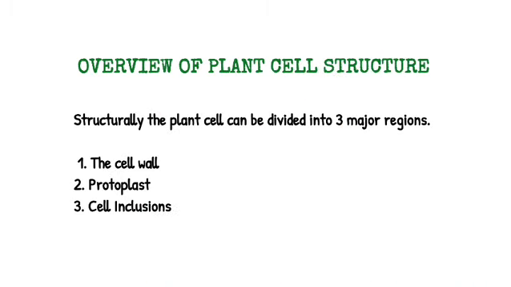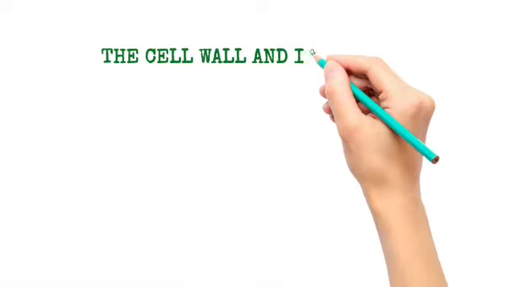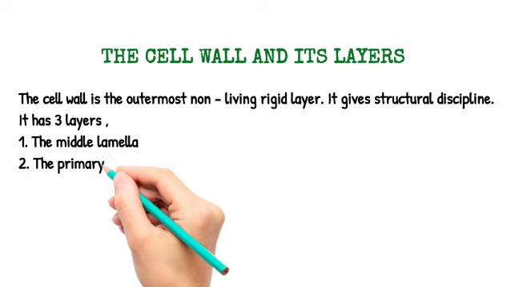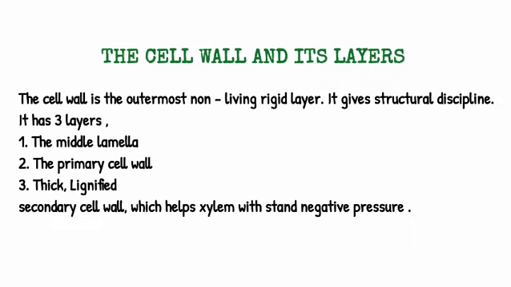Structurally, the plant cell may be divided into three major regions: cell wall, protoplast, and cell inclusion. The protoplast includes the plasma membrane, cytoplasm, nucleus, and all organelles. First, let us see the cell wall. It is the outermost non-living rigid layer surrounding the plasma membrane.